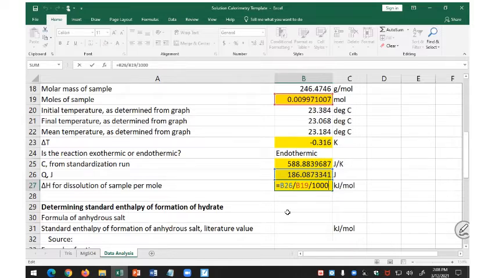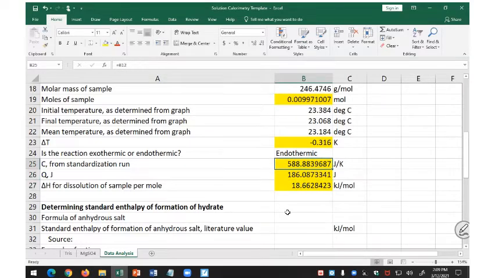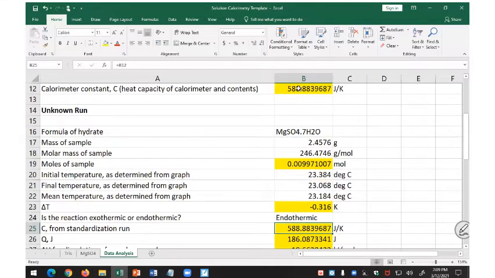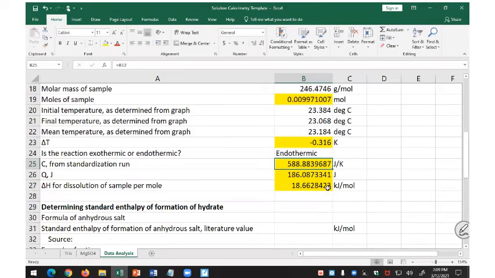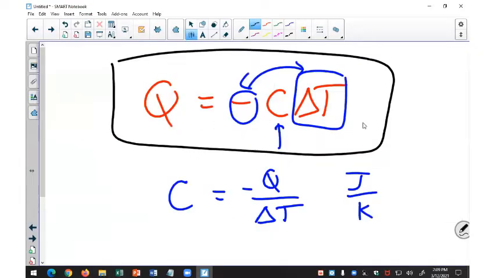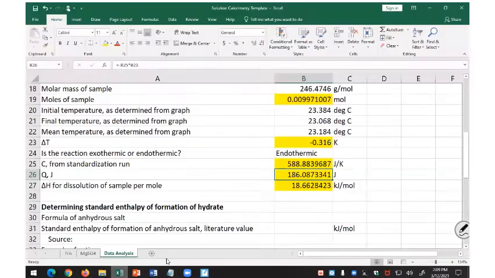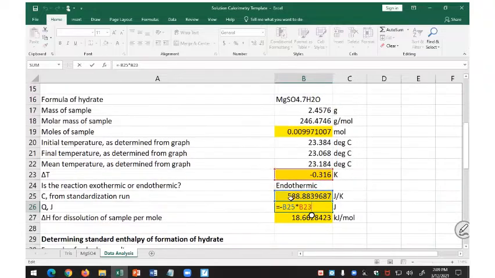Can I see the formula for the one underneath in the framework? This one? Oh, okay. That's just the heat capacity of your calorimeter and constants. That's called the calorimeter constant. And then this one? Yeah. Q is just minus C times delta T. So this is minus C, which is B25 times delta T, which is B23.